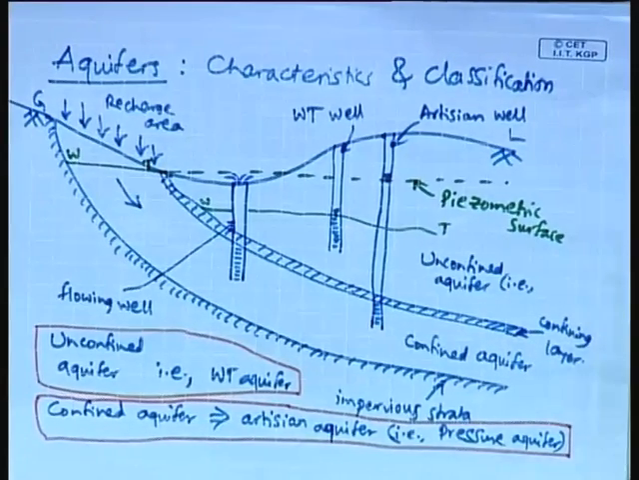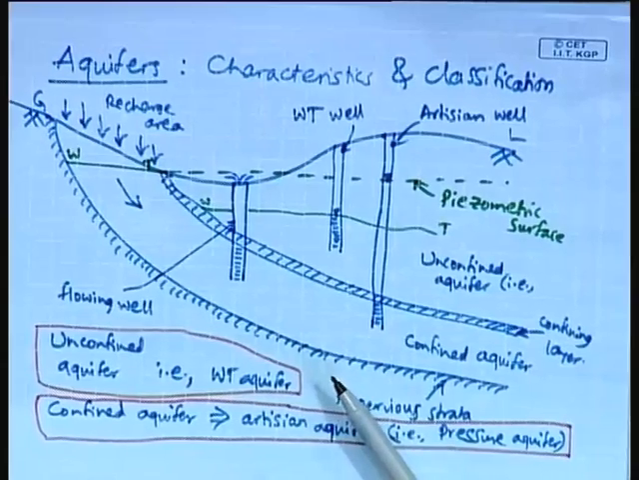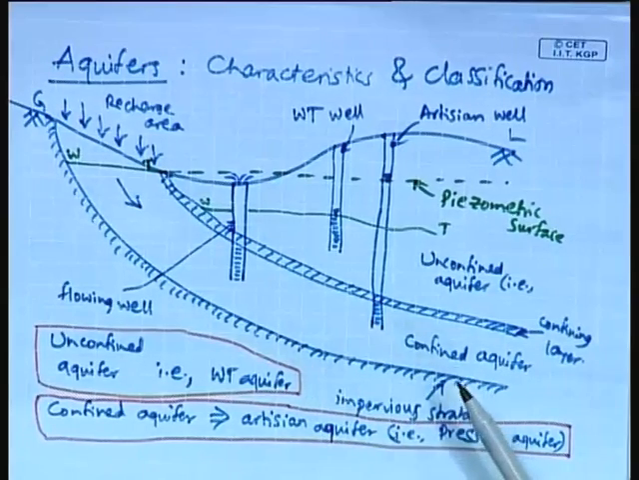On the other hand, this confined aquifer is known as the artesian aquifer or pressure aquifer. It has two confining layers, one at the top as well as one at the bottom as shown here. And so, the groundwater will be under pressure much above the atmospheric pressure, that is why it is also known as pressure aquifer or artesian aquifer.